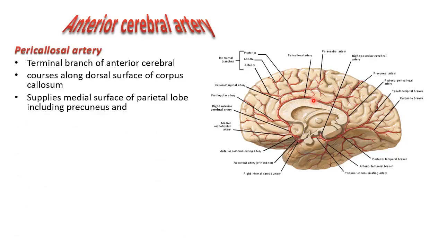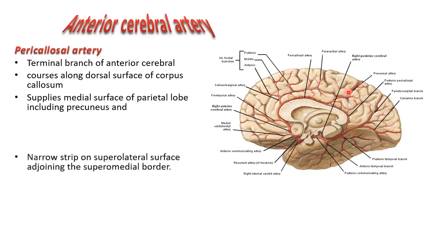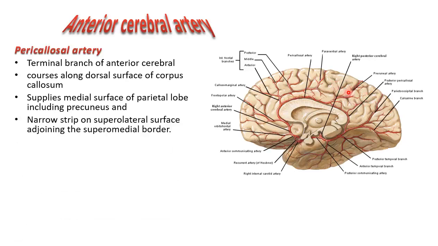It also supplies the medial surface of the parietal lobe and the precuneus. In front of the cuneus, this area is called the precuneus. This triangular area is called the cuneus. So in front, the precuneus area and also part of your parietal lobe is mainly supplied by the pericallosal artery. Apart from that, the cortical branches of this anterior cerebral artery also supply a narrow strip on the superolateral surface.